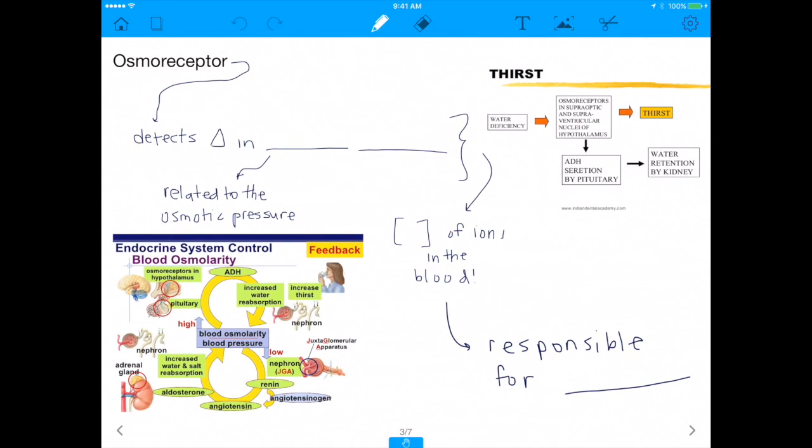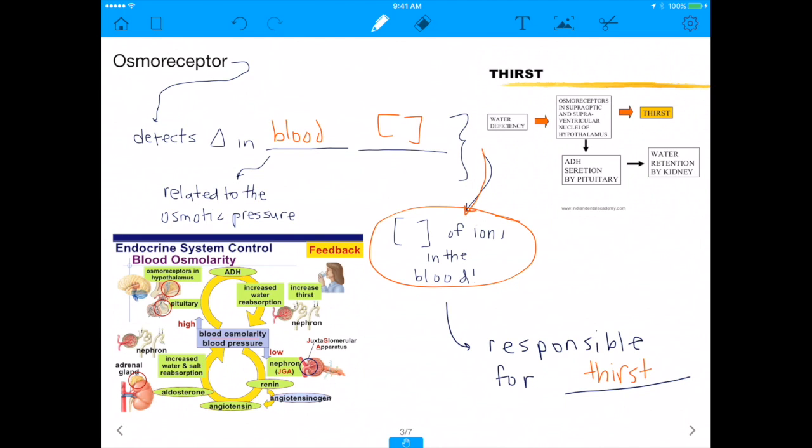So next up, we have osmoreceptors. Osmoreceptors detect a change in blood concentration. So what do I mean by that? Your blood after you eat a bunch of potato chips is going to be super concentrated because you just put a ton of salt in your blood. On the other hand, if you drink 7 glasses of water in a row, your blood concentration is going to be really dilute. Blood concentration usually refers to the number of ions in the blood, and the number of ions in the blood is also responsible for thirst.